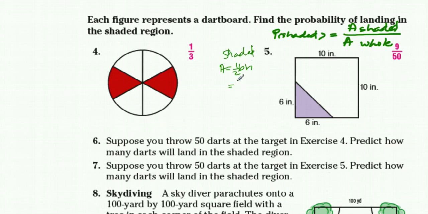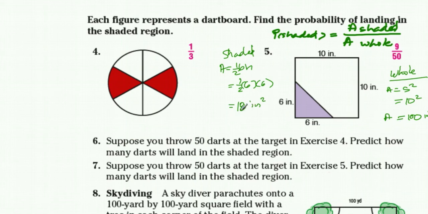And we know that our base is 6 and our height is 6. So this is 18 square inches. Okay, so the area of our whole region is shaped like a square. So the area is equal to s squared, and we simply substitute 10. So this becomes the area of our whole region, which will be 100 square inches.